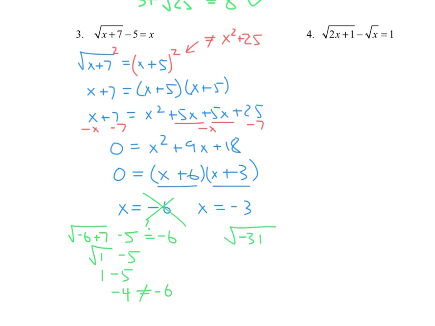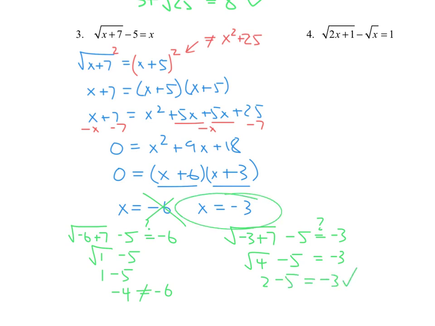Let's check negative 3, and hopefully that one works. So negative 3 plus 7 minus 5, does that equal negative 3? Negative 3 plus 7 is the square root of 4 minus 5, which equals 2 minus 5, and that does equal negative 3. So that one worked, and that's our only answer.